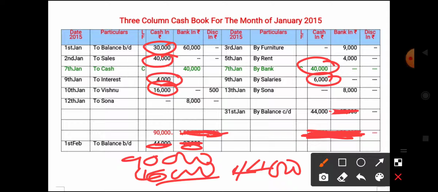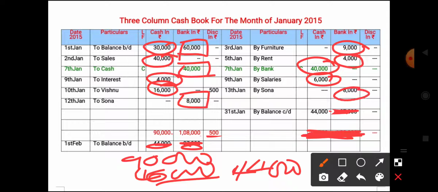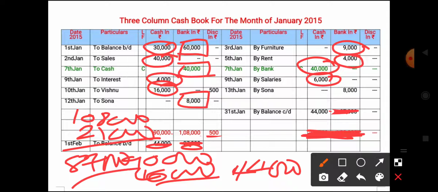Next we are having bank column, 60,000 plus 40,000, 1 lakh, plus 8,000, 1 lakh 8,000. So bank account debit side we are having 1 lakh 8,000. Credit side we are having bank column 9,000 plus 4,000, 9 plus 4 is 13, 13 plus 8, right, 21. So it will be 21,000. So total 1 lakh 8,000 is there. Out of this we need to deduct 21,000, so it will be 87,000 closing balance of bank. So here we will write by balance carried down 87,000 for bank.